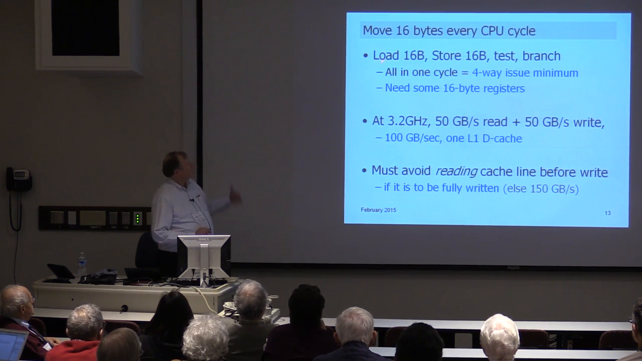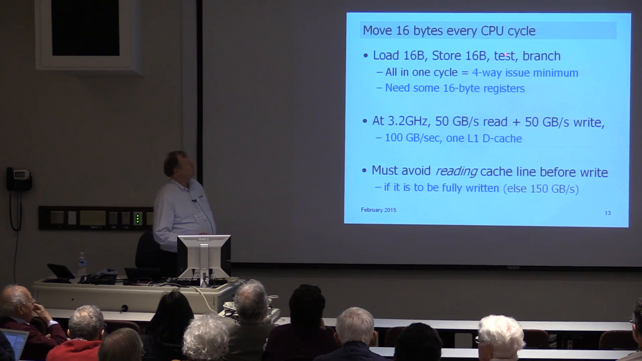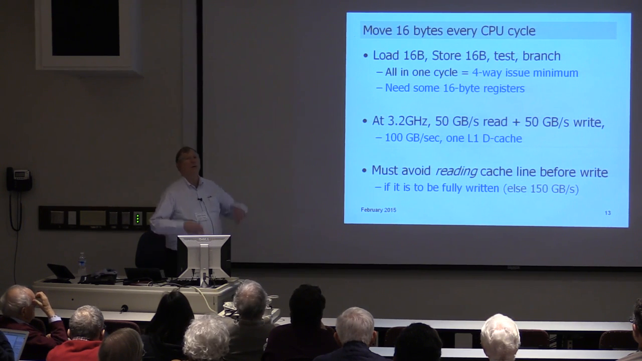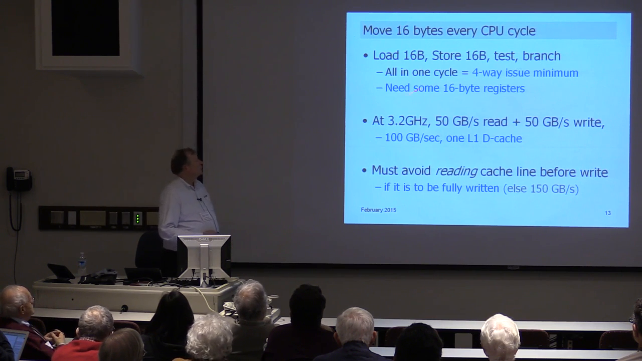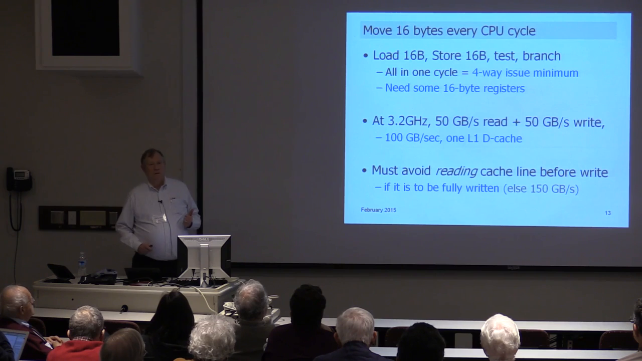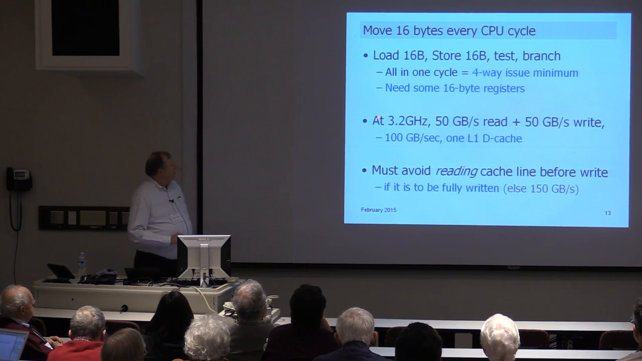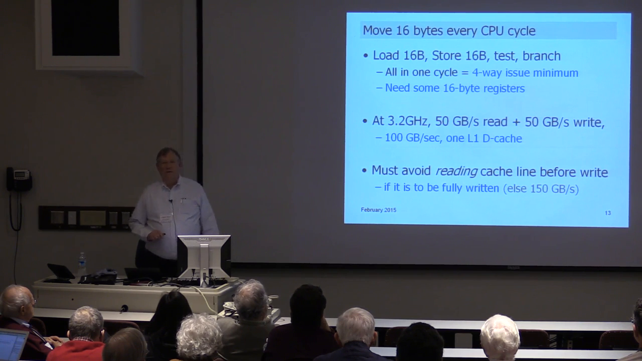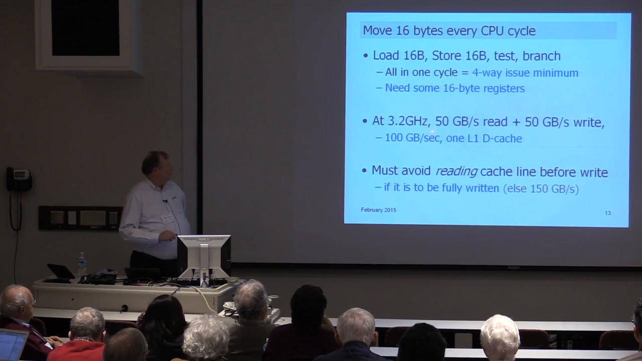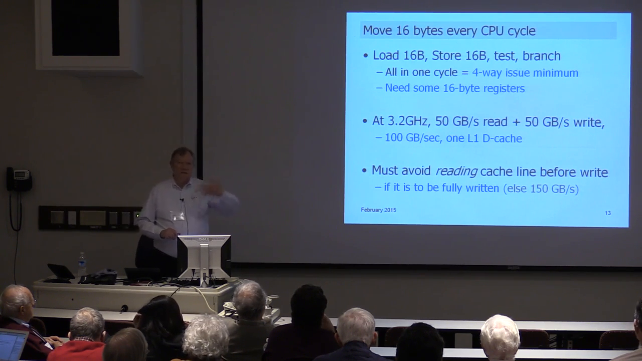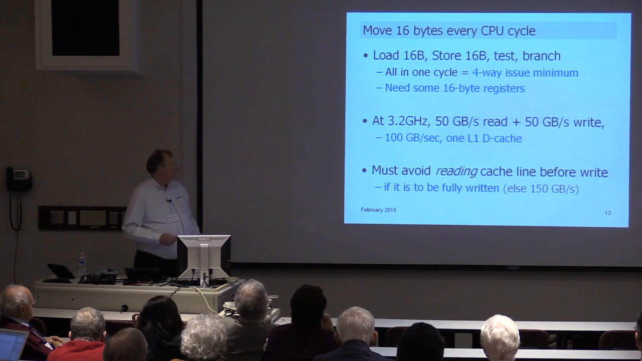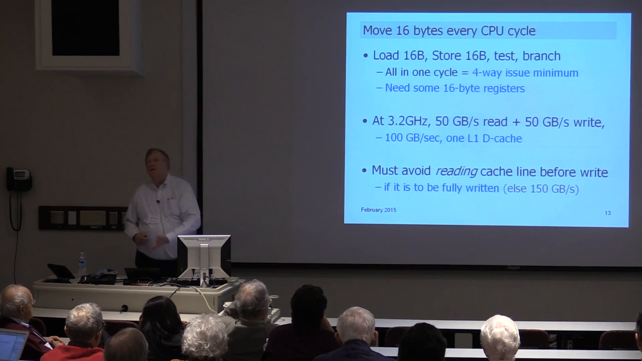First, in a load-store kind of machine, you need to load 16 bytes, store 16 bytes, test if you're done, and do a conditional branch every cycle. So just for starters, you need a four-way issue machine in order to hit the goal. You also need some 16-byte registers, but everybody has those. And if you look at today's processor speeds at 3 gigahertz, times 16, you're up to 50 gigabytes per second of read traffic, and another 50 gigabytes per second of write traffic. That means you need to be hitting the first level caches with a total of 100 gigabytes per second, every cycle, all the time, every second for many seconds in a row.